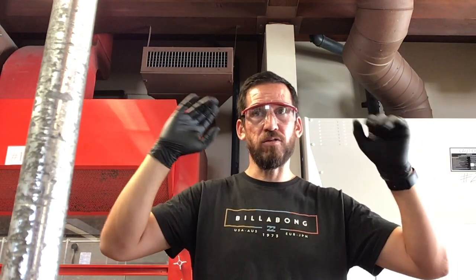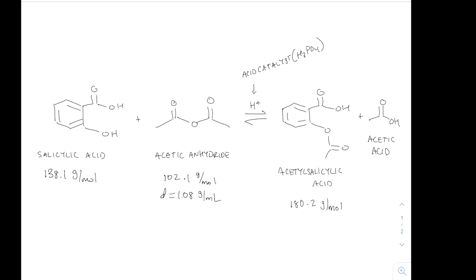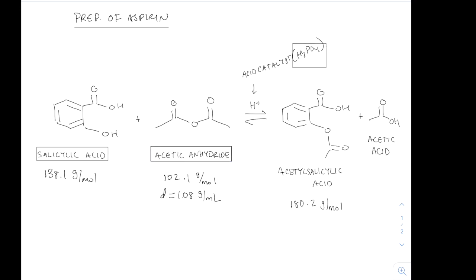the chemical reaction scheme, as well as some other little tidbits of information, okay? All right, y'all, so today here's some information on the preparation of aspirin, which is today's lab. What I'm drawing out is the reaction scheme. So we have salicylic acid combined with acetic anhydride, and this combines with a catalytic amount of acid catalyst. In this case, it's going to be H3PO4. And then we get our product, acetylsalicylic acid, which is the aspirin, okay?